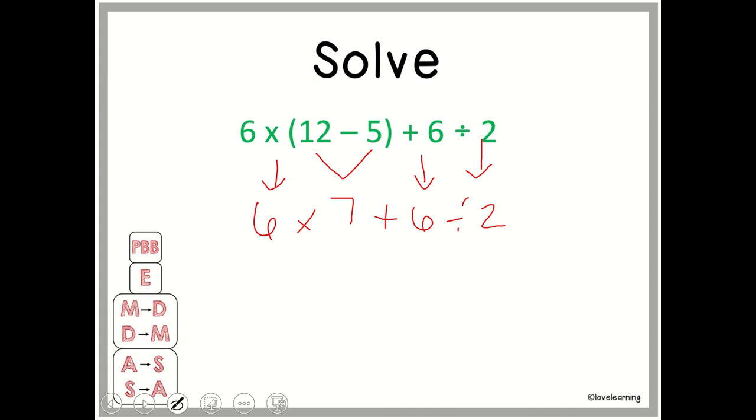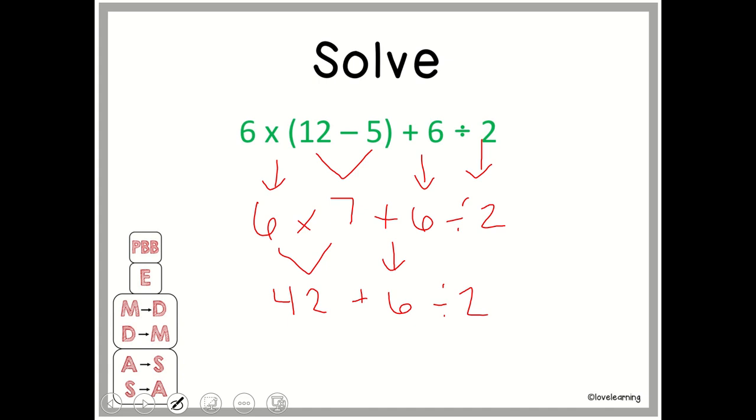So I would want to do the 6 times 7 first, which is 42. Then I would want to bring down the rest of my expression. So I would have 42 plus 6 divided by 2. So now I have addition and division left in my expression to solve.